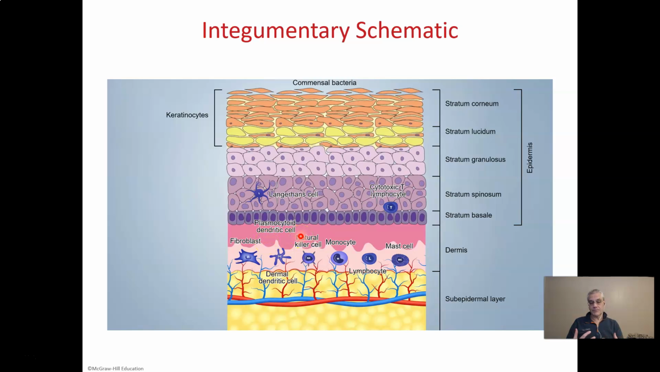So you have to abrade or cut yourself deeper than the epidermis in order to bleed. You have to get into the dermis. This is also where, if you're going to get a tattoo, you have to put the ink into the dermal layer. It's got to get down here.